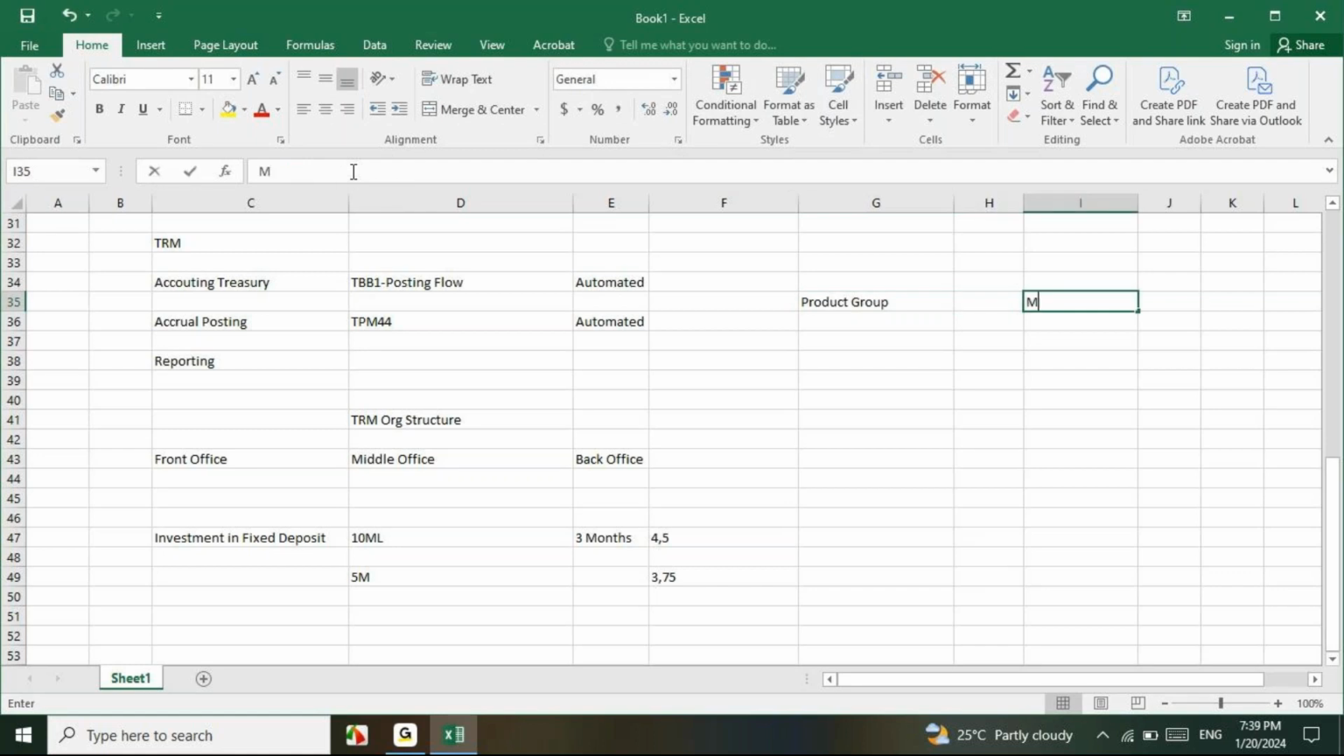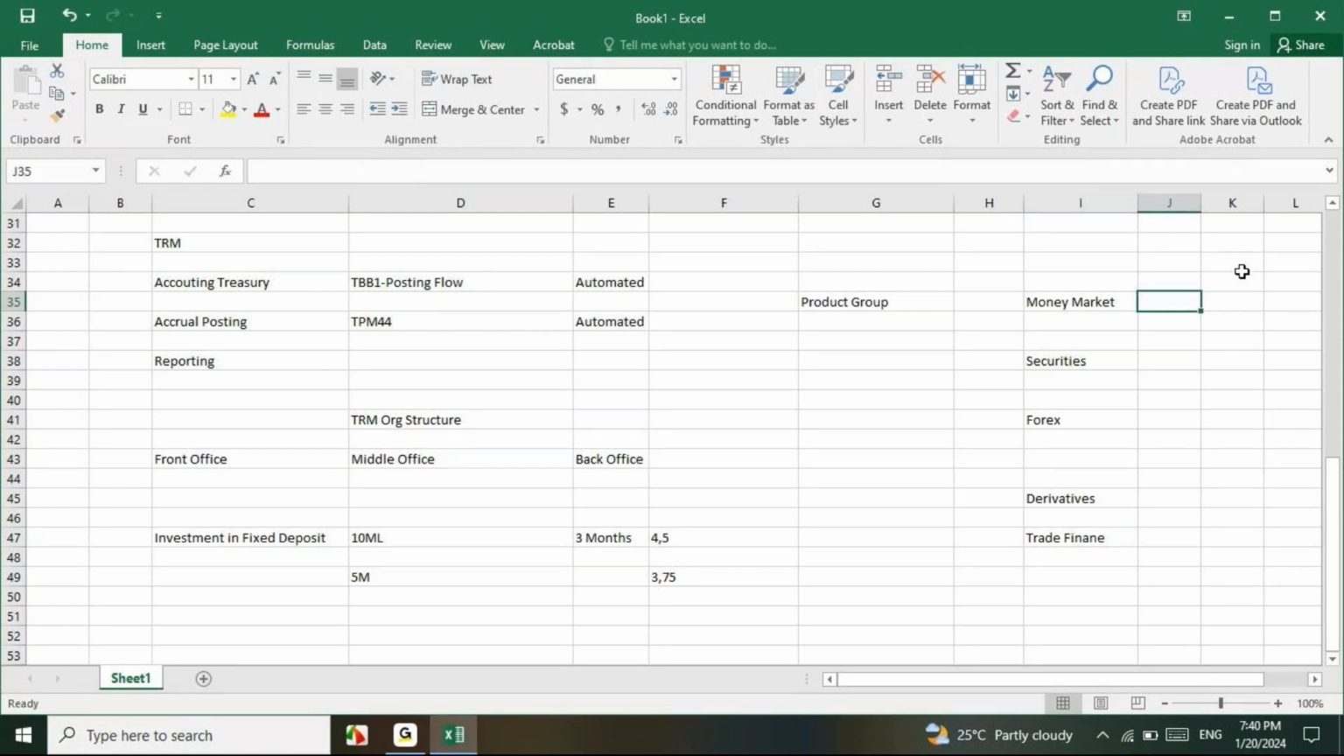One for money market, another product group is called securities, forex, derivatives, then trade finance. Each of the product groups has different financial instruments. Under money market, what does it represent?